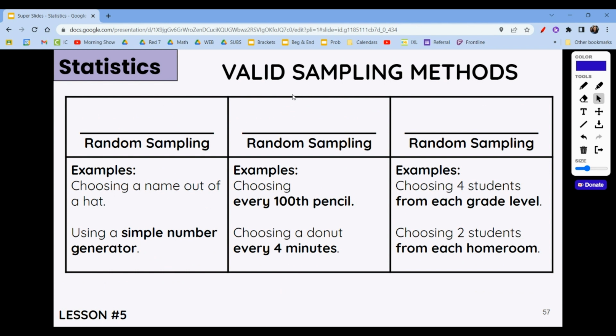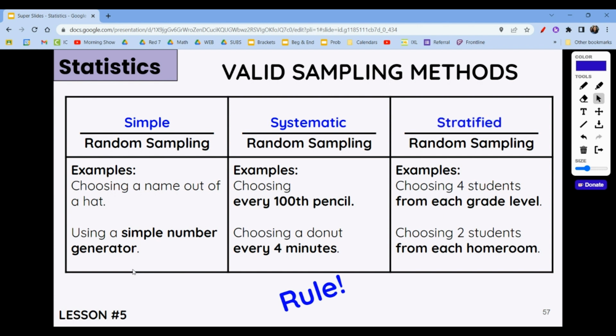So, going back to these valid sampling methods, simple random sampling would be choosing a name out of a hat or using a simple number generator. Systematic random sampling would be making a rule, like choosing every 100th pencil or choosing a donut every 4 minutes. If you set up a rule, that's systematic.